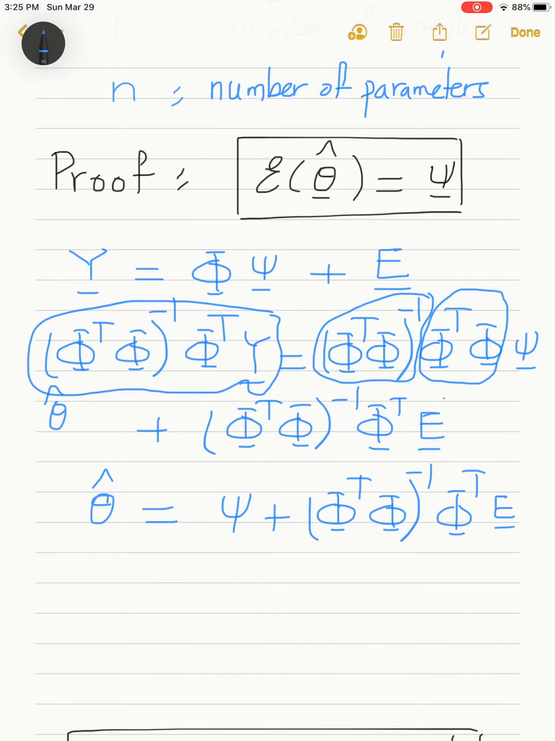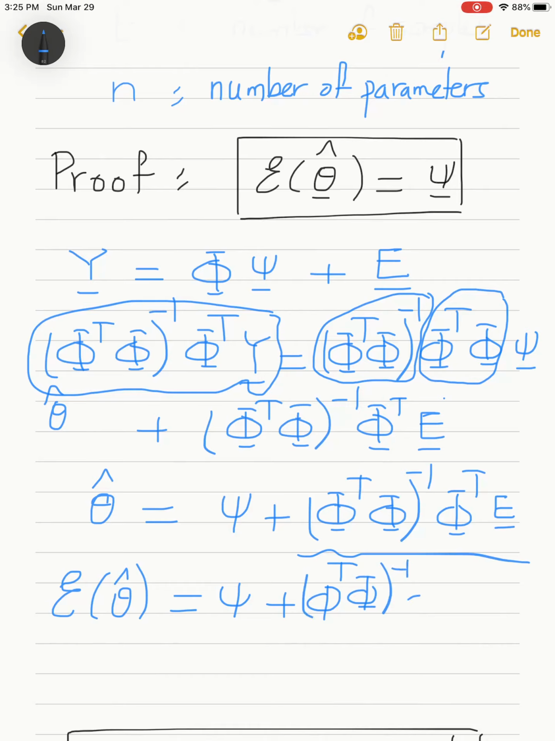If I take the expected value of the equation, of course, the expected value of psi, which is the true values of the parameter, will just be psi itself, and the expected value of the second term would be just the expected value of E, since the matrix phi is composed of known functions and values. So that would be phi transpose phi inverse times phi transpose the expected value of E. But since E is composed of a sequence of 0 mean, then the expected value will be 0, and that will give me the required result psi.